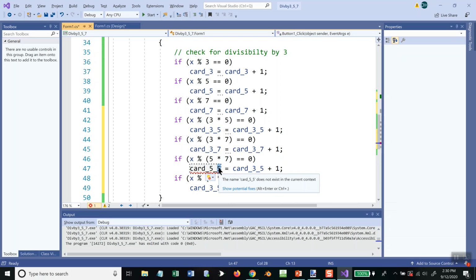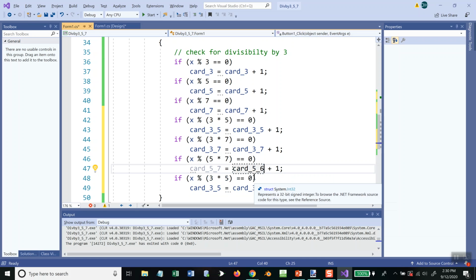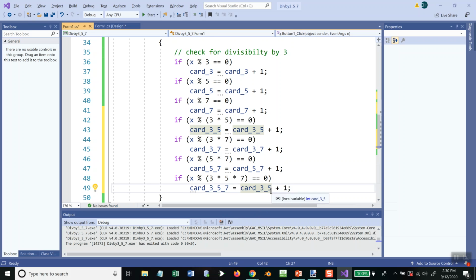Hopefully you're enjoying the programming. If you're a programmer type, you can see how you can check your work. Okay, and last one was 3 and 5 and 7. So 3, 5, and 7, 3, 5, and 7.